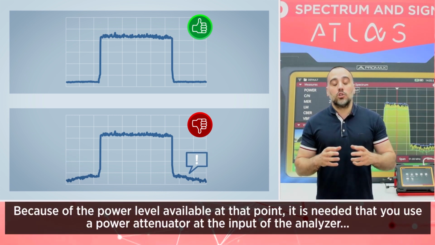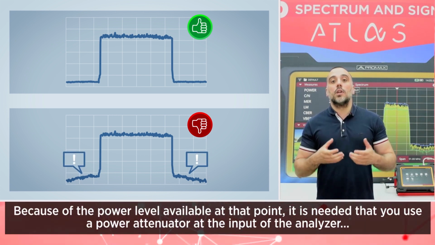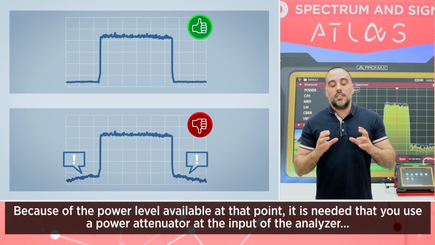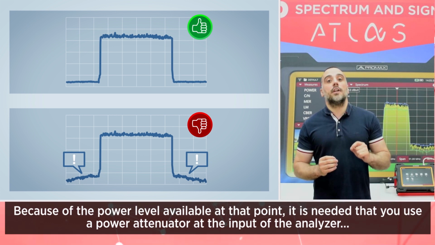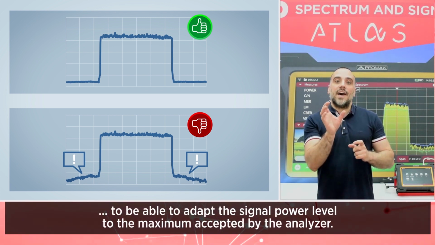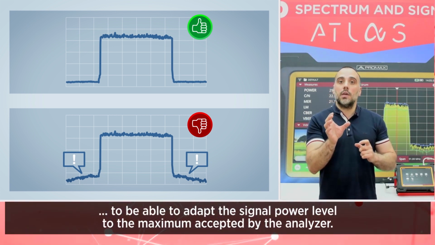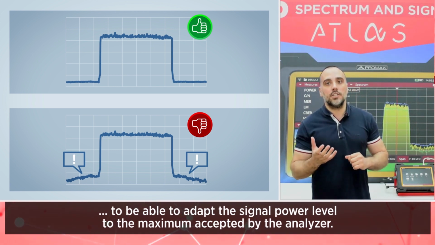site. Because of the power level available at that point, you need to use a power attenuator at the input of the analyzer to adapt the signal power level to the maximum accepted by the analyzer.